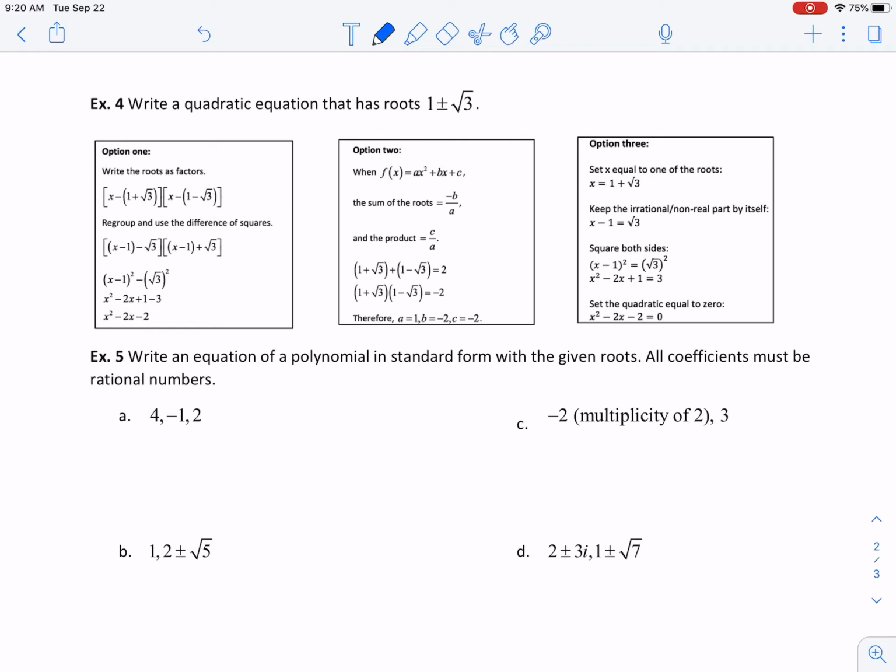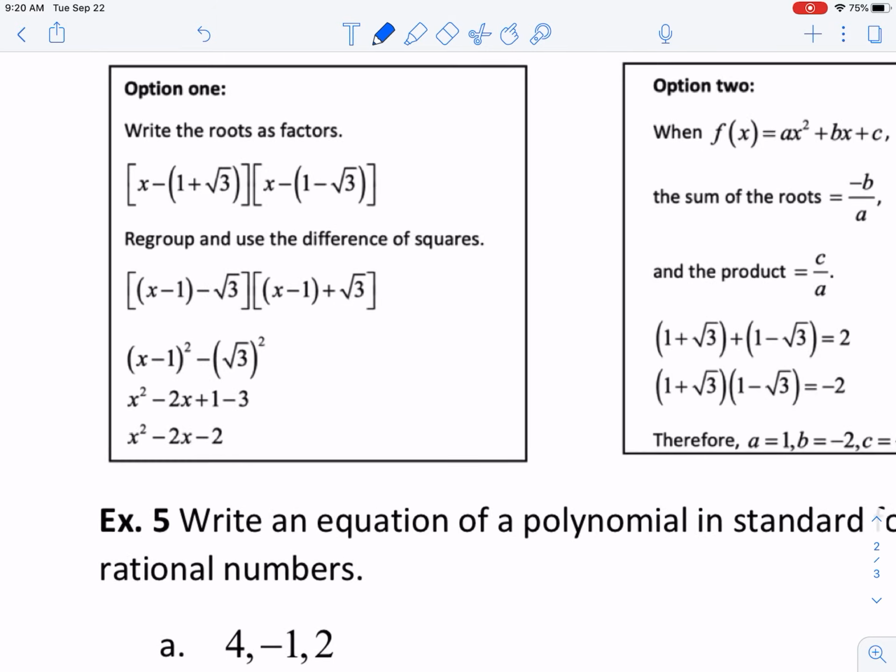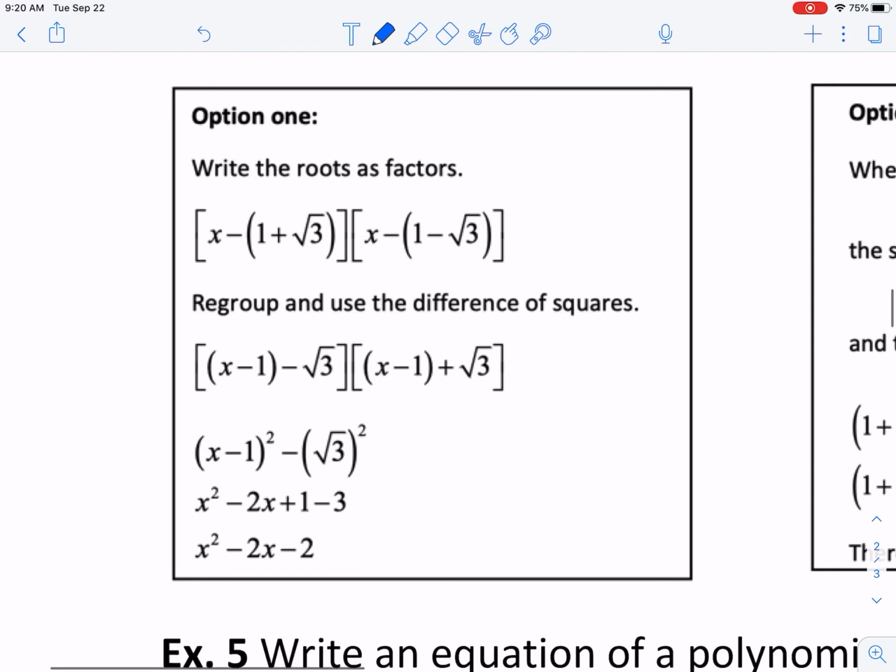Write a quadratic equation that has a root of 1 plus or minus root 3. This is the way I always did it. I wrote the roots as factors. x minus the value, x minus the value, and then you foiled it.